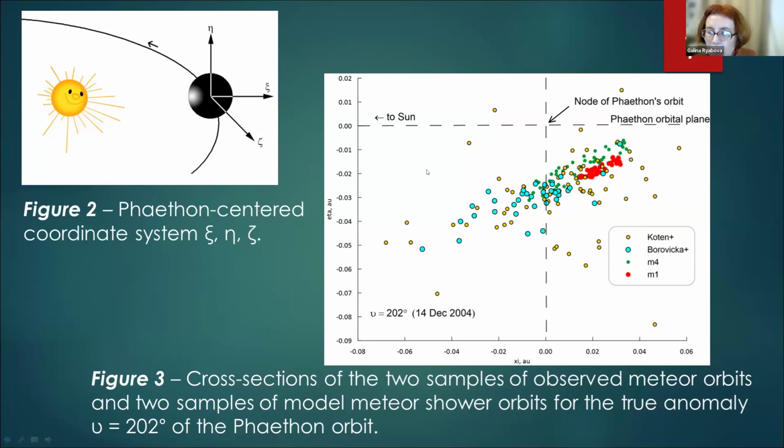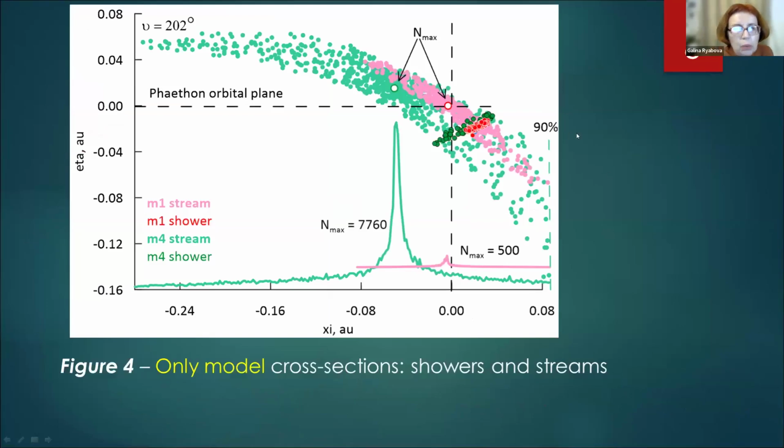Now let us see this one. This is only model cross-sections, shower and stream, and this is the stream. This is also stream and shower, the model shower, this one. You see that the shower is situated below the Phaethon orbit and more or less at the outer part of the Phaethon orbit.